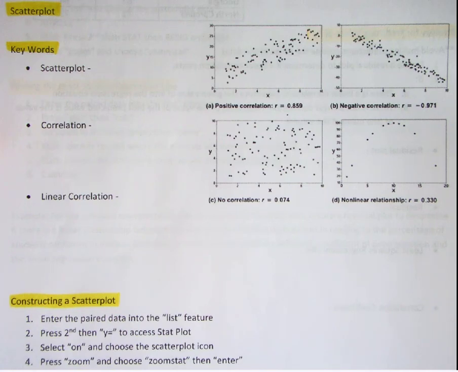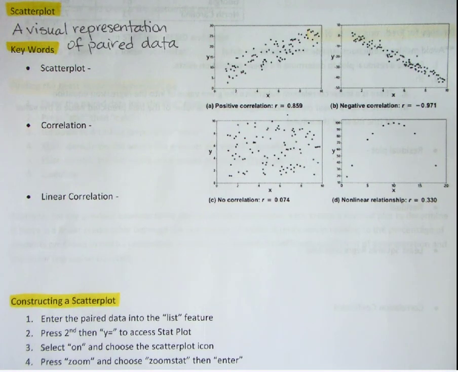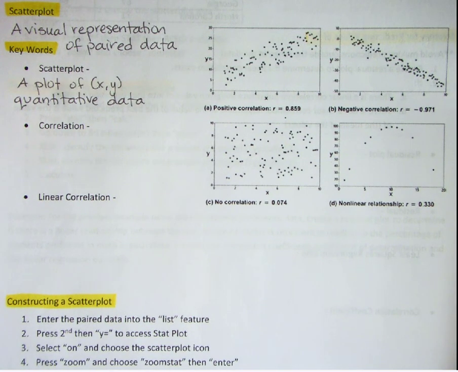A scatterplot is just another way to represent data. More specifically, it's a visual representation of paired data. Some of the key words we're going to look at are what is actually a scatterplot. This is a plot of coordinates in the form of x and y of quantitative data, meaning they have to be numbers.